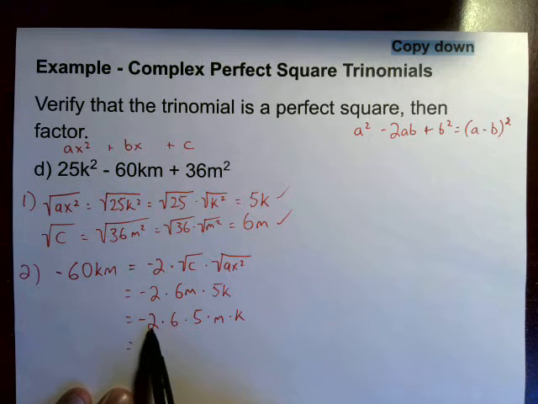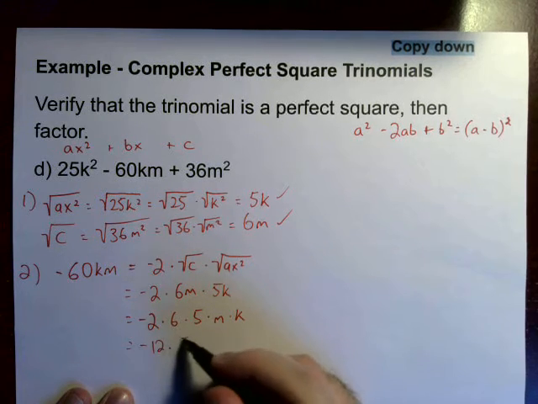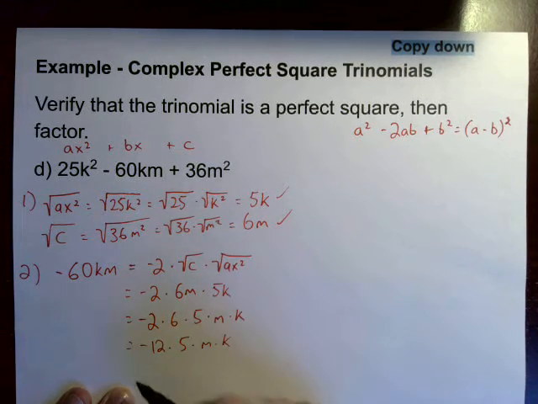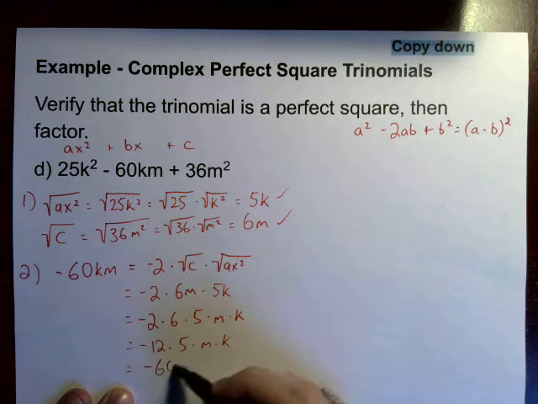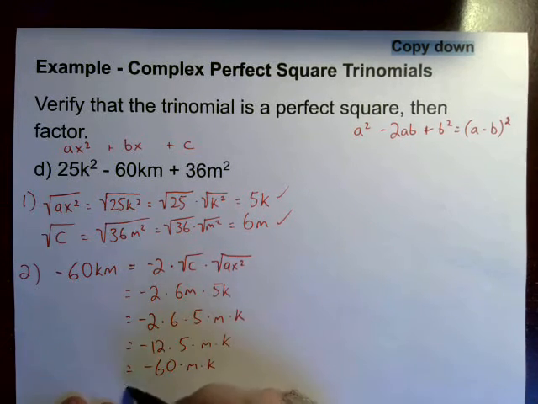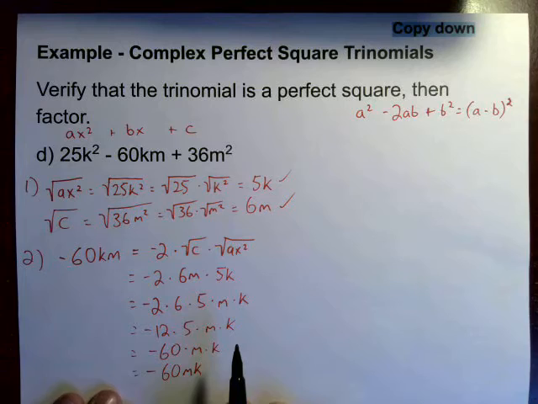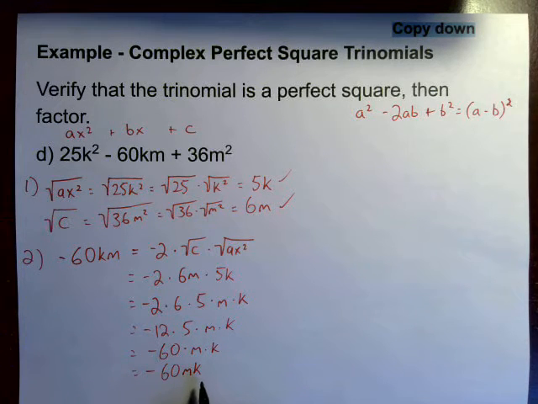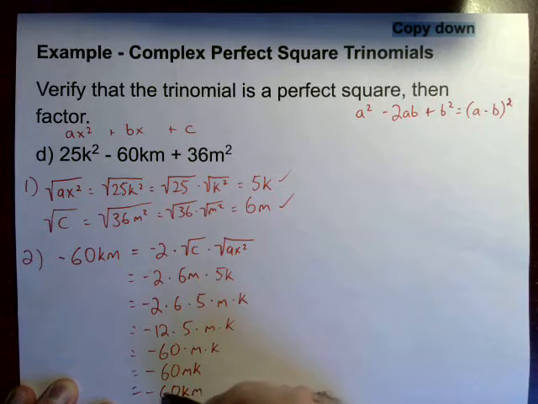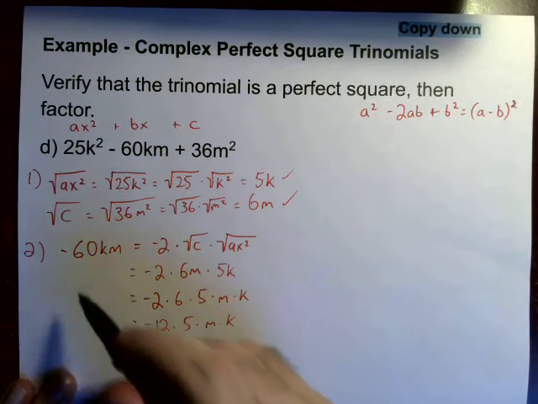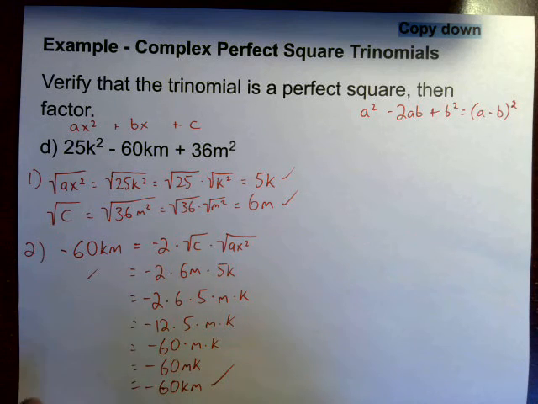So negative 2 times 6 is going to be negative 12 times 5 times m times k. Negative 12 times 5 is negative 60 times m times k, which is negative 60mk. And then again, because of multiplication properties, and how the order that you multiply terms in doesn't actually matter for the answer, you can just rewrite this as negative 60 times k times m. So the left side does equal the right side, so there's our second verification. We've now proven that it's a perfect square.